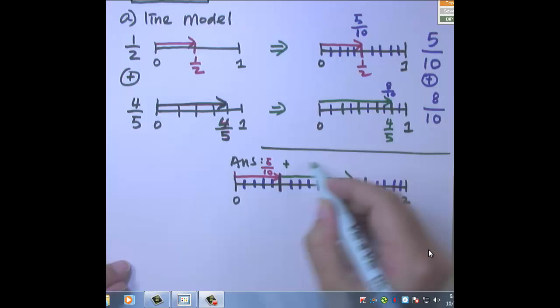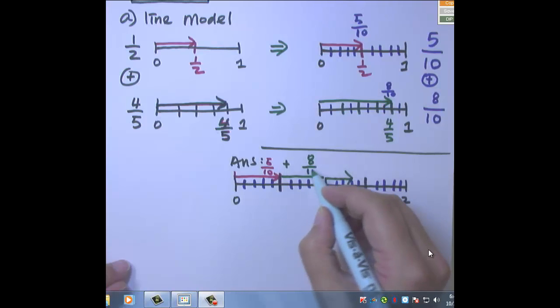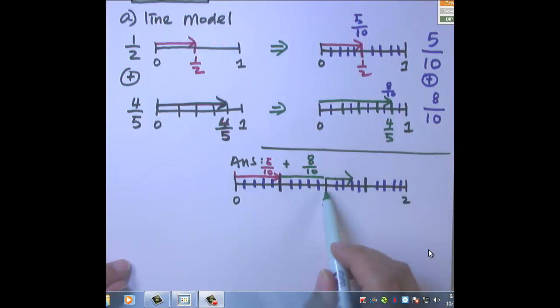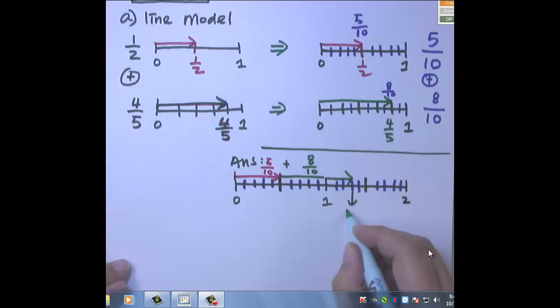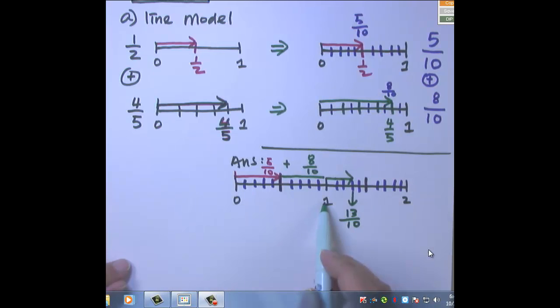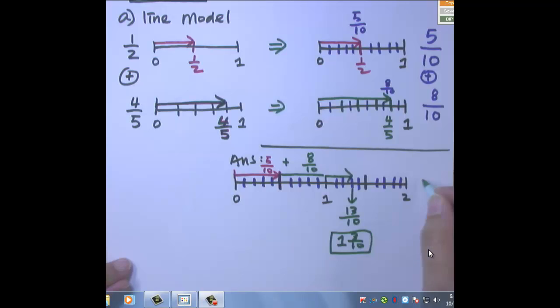I'm adding 8 over 10. So as you can see, I have 10, 11, 12, 13. This is 13 out of 10. Or you can see this is 1 and 3/10 more. So it's 1 and 3/10 more. And 1 and 3/10 is my answer.